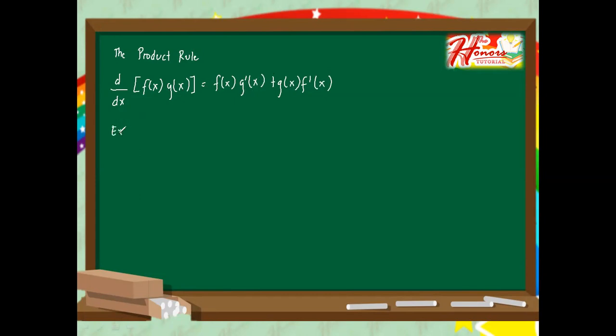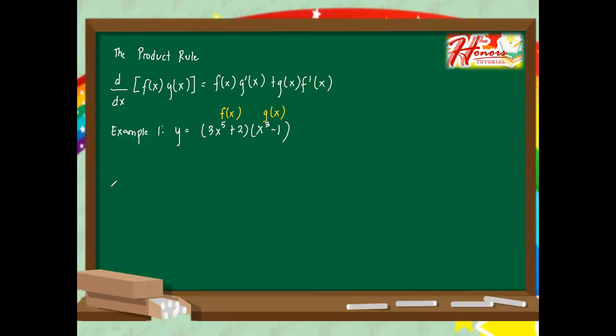So let's have example number 1. We have here y equals the quantity of 3x raised to 5 plus 2 times the quantity of x cubed minus 1. It is very important for us to identify which is f of x and which is g of x. For f of x, always remember that this is the first given, so that is 3x raised to 5 plus 2. And for your g of x, that is the second given, and that is x cubed minus 1.